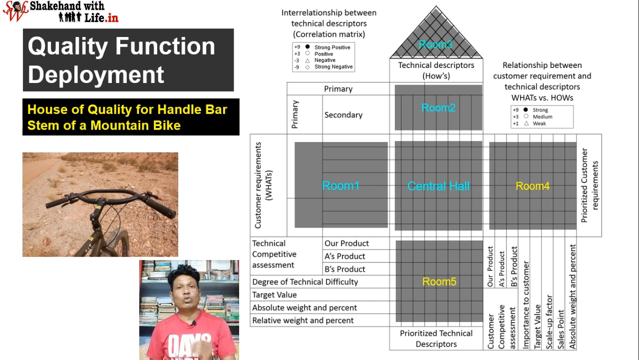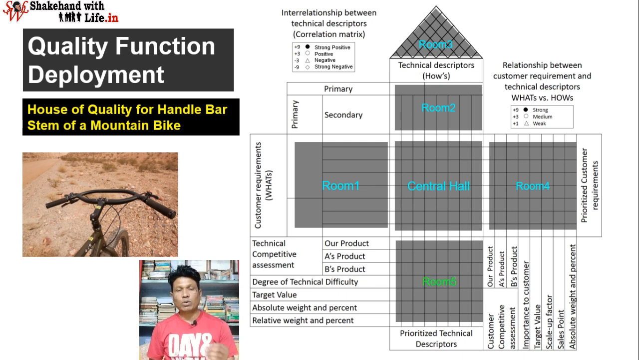And then we have room number 3 on the top of the house. Here we study the interrelationship between the technical descriptors. And then we have room number 4, which is in the backyard of the house. Here we study the customer competitive assessment score, then importance to customer, target value, scale up factor, sales point, absolute weight and percent. And all these things are included in the prioritized customer requirements.